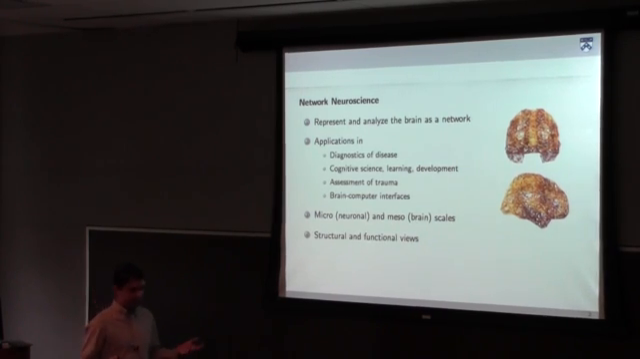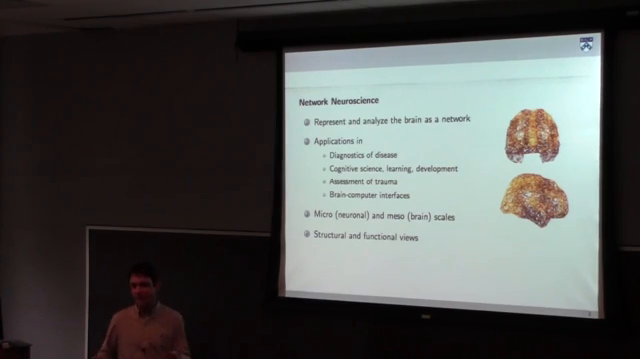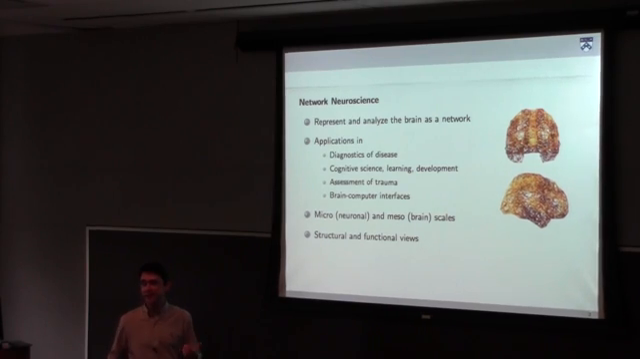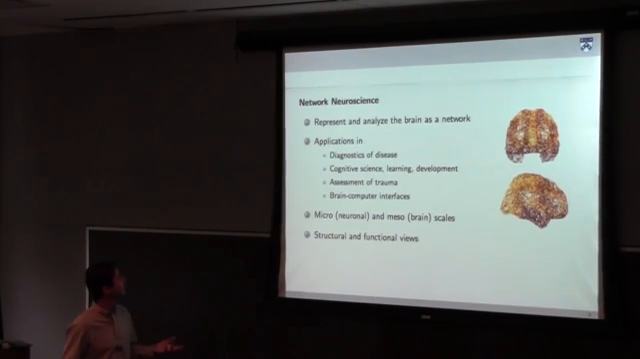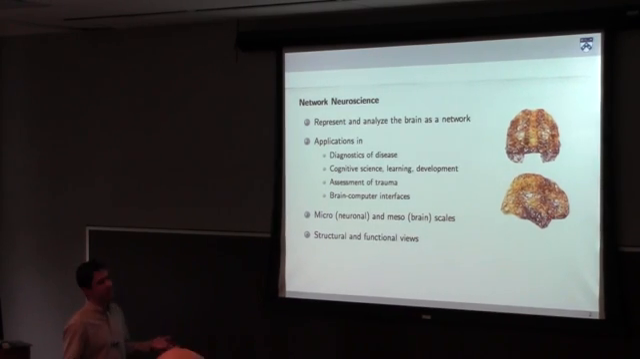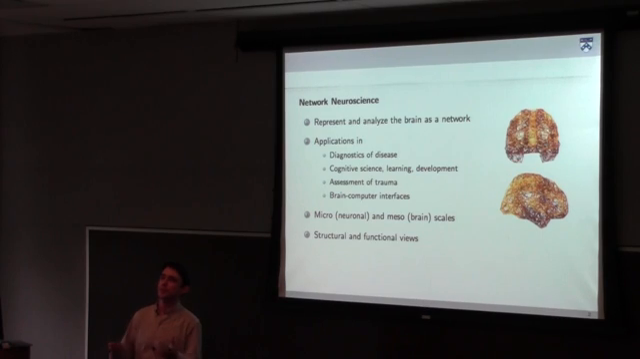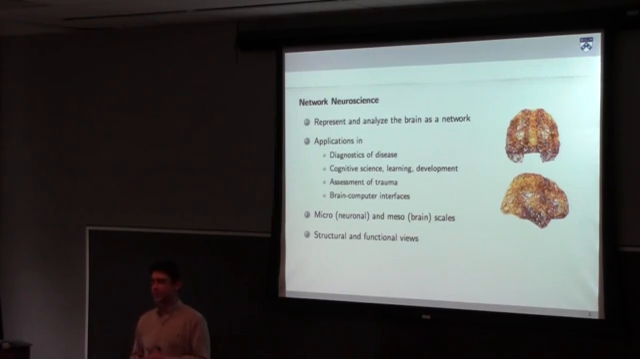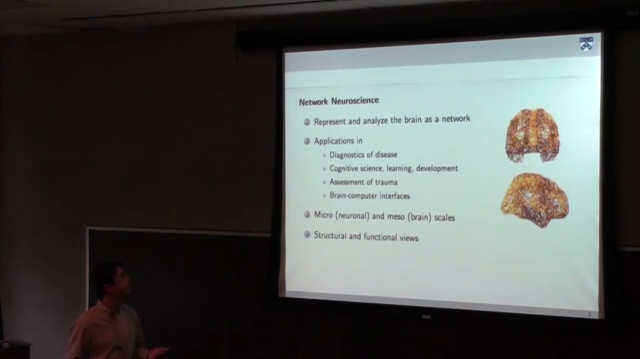And being a somewhat recent field of neuroscience, it has already enabled or enhanced a few important applications in the field, such as the diagnostics of disease. So by looking at metrics of the networks, you can have earlier detection of some illnesses such as Alzheimer's or other psychiatric conditions.